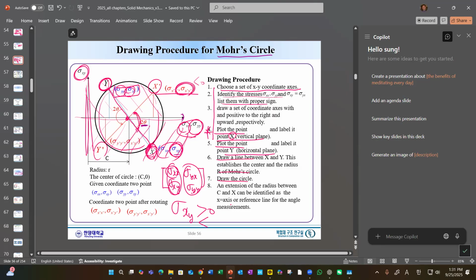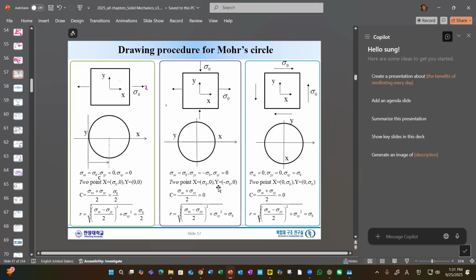Okay, so it looks like many steps, but not that many. Simply you pick the 2 points, with careful attention to the sign of sigma XY, and draw the diameter, and then make the circle. That's it. That's what we learned from Excel as well.